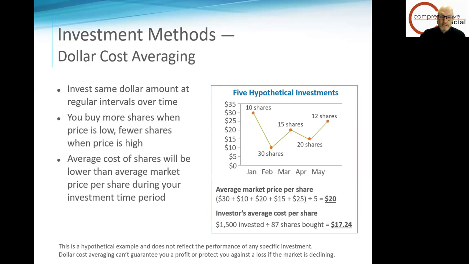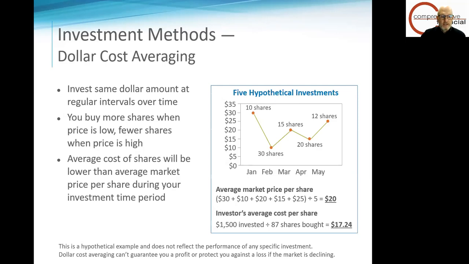That $300 went into the account again to buy shares, but this time, because the stock price was lower, they're buying 30 shares. Then the following month, the share price goes up to $20 a share, so they buy 15 shares. In April, the share price dropped back down to around 15 from 20, so they bought 20 shares. Then in May, the share price was up to $25 a share, so they bought 12 shares at that time.